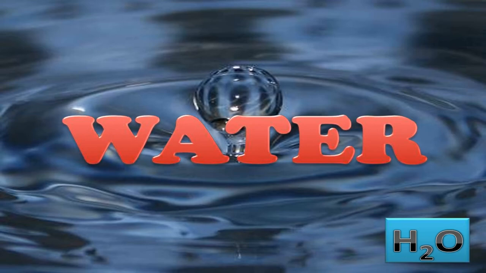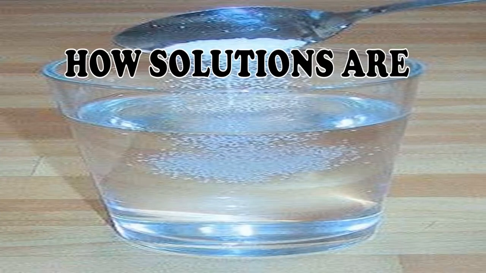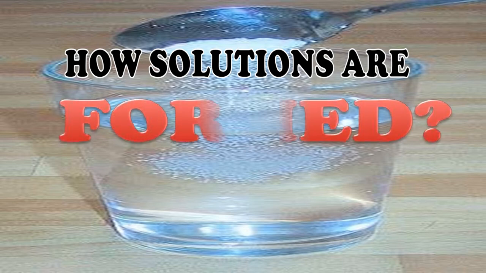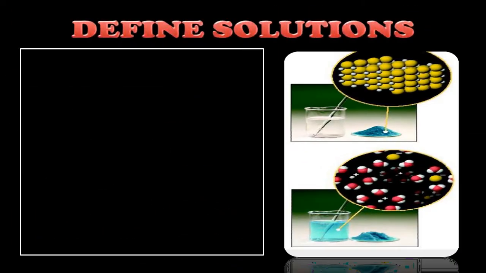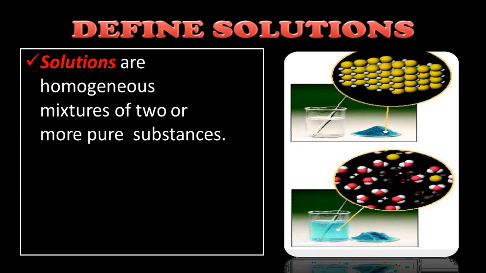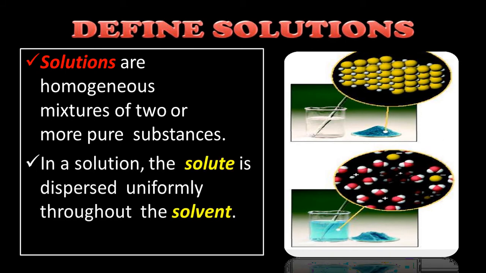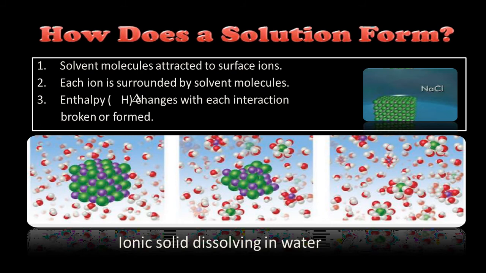We call water the general solvent. If we have some solute dissolving inside the solvent, that is how solutions are. So solutions are, as we say, homogeneous mixtures of two or more pure substances. The solute will be dispersed uniformly throughout the solvent.